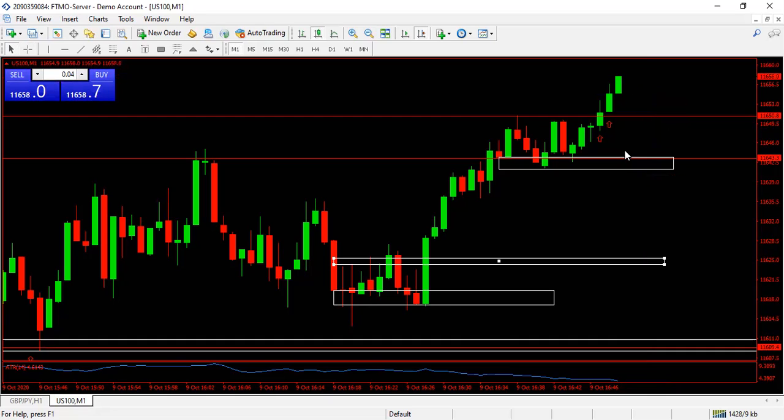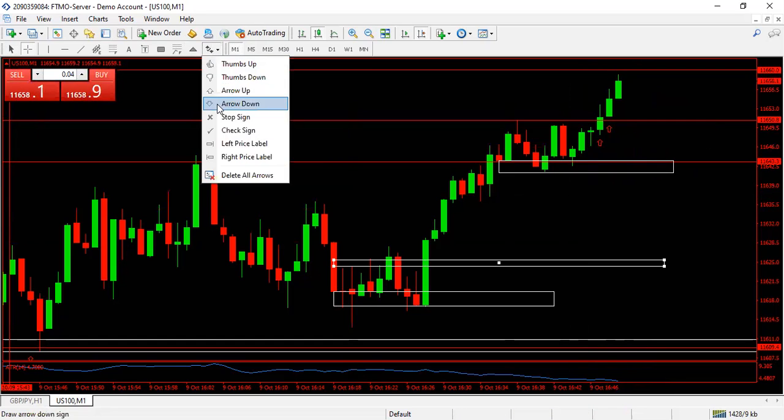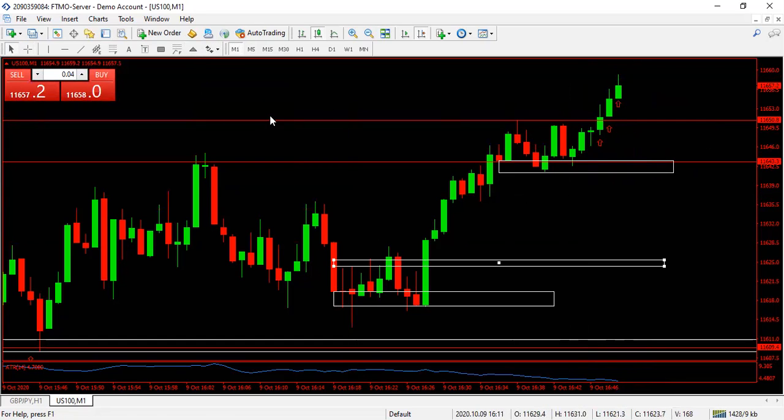Okay. But then the optimal trade entry would be at the zone. See? So all these possible buys. Okay. Possible buys. But I need price to pull back for me to actually take a trade, to take buys. If we can pull back, maybe come down to 11,650s, then it will make more sense for me to take a trade. But other than that, it just doesn't make sense.